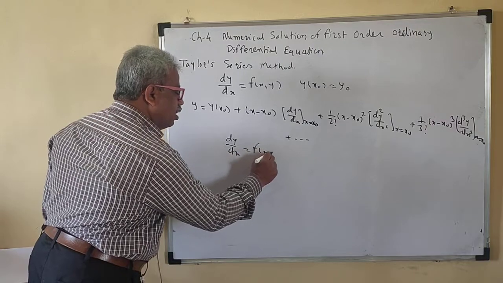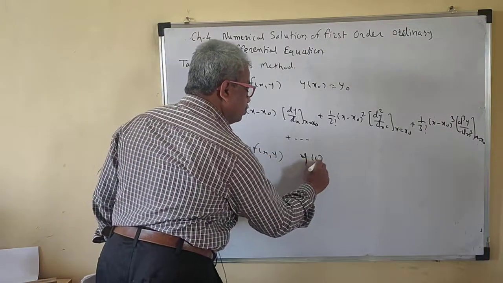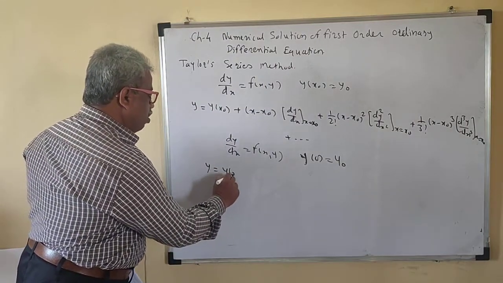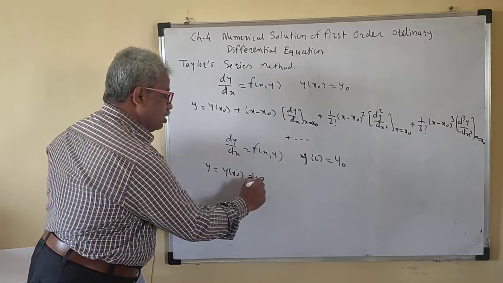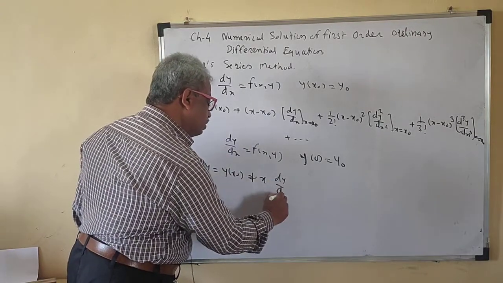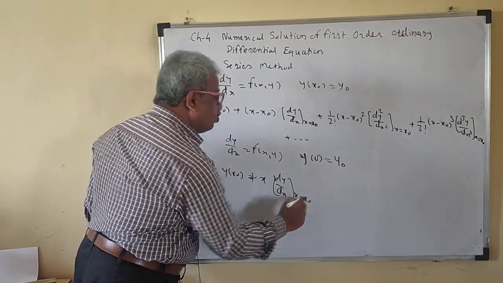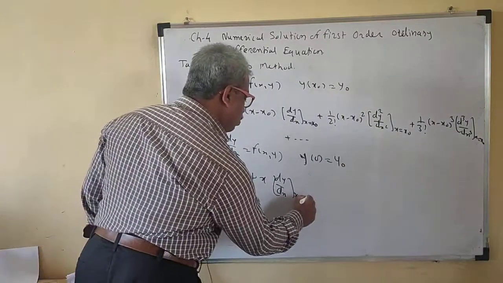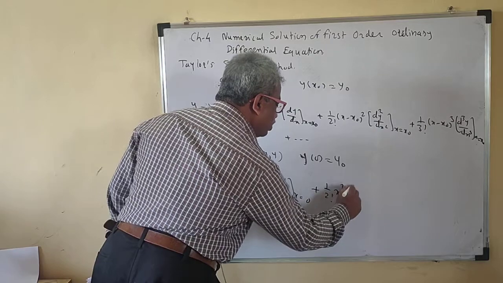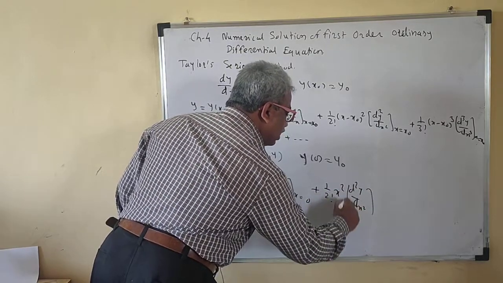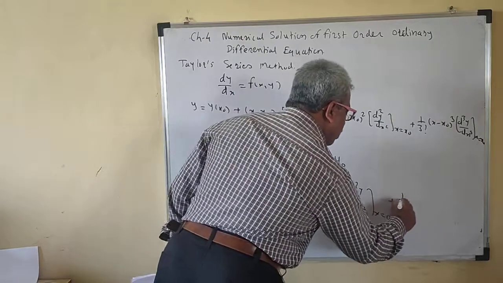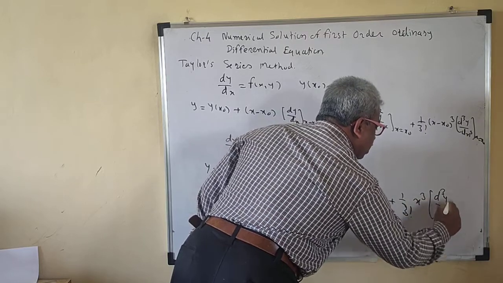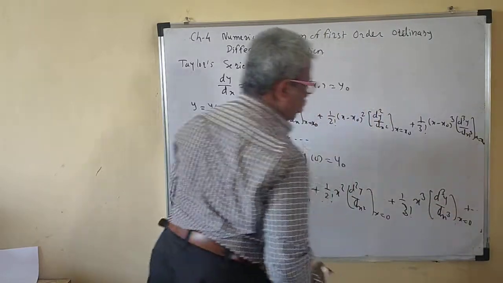dy by dx is equal to f of x, y, with y of 0 equal to y naught. Then your Taylor series will be y of 0 plus x dy by dx at x is equal to x naught, that means x is equal to 0, plus 1 upon 2 factorial x square d2y by dx square at x is equal to 0, plus 1 upon 3 factorial x cube d3y by dx cube at x is equal to 0, plus dot dot dot.